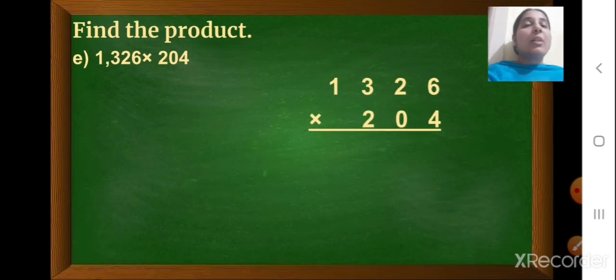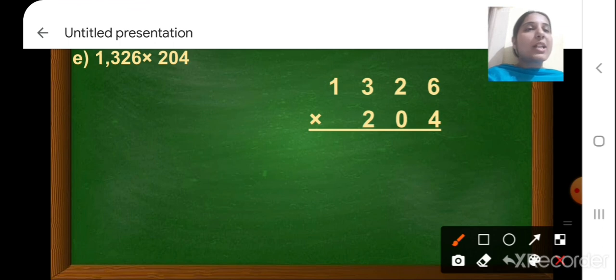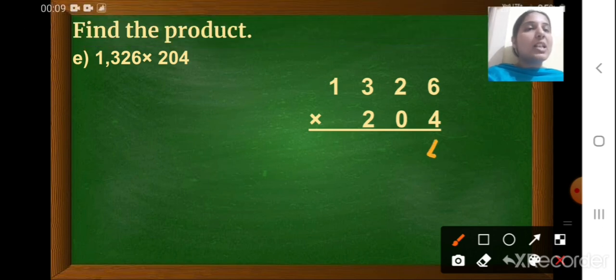So, question number E is 1326 multiplied by 204. So, let's start from the ones place. So, 6 fours are 24. It means we will write 4 here. 2 will be carried over to the tens place.